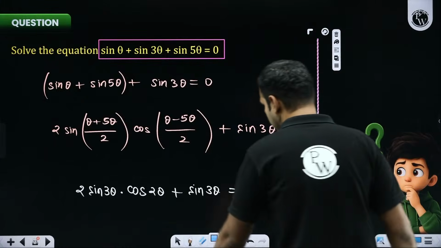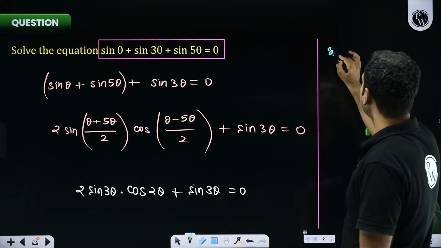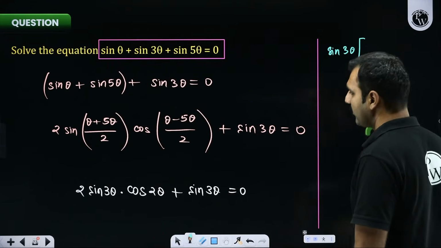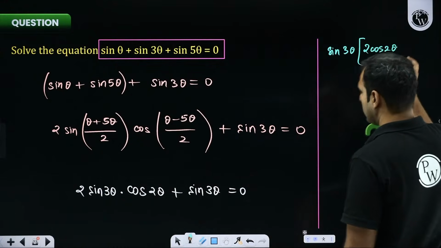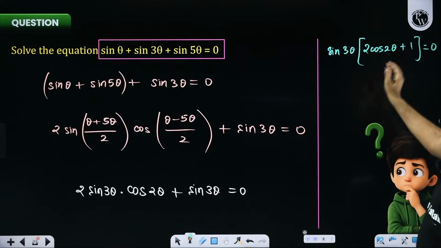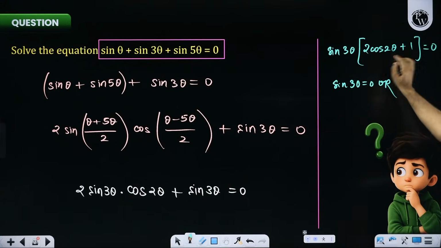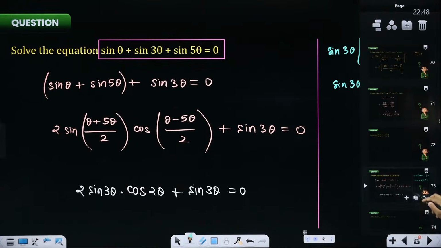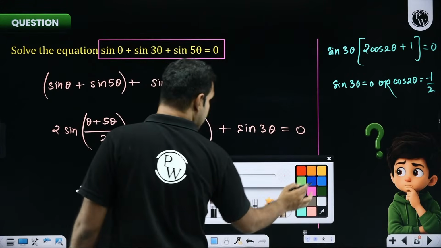Yes or no? Everybody. Now I hope you realize that here, sine 3 theta we can take common. So I am taking sine 3 theta common. Then what am I left with? I am left with sine 3 theta into (2 cos 2 theta plus 1) is equal to 0. Any confusion? So the product of two things is 0, which means either sine 3 theta is 0 or 2 cos 2 theta plus 1 is 0, which means cos 2 theta is minus 1 by 2. Everybody got this result? Yes or no? Now, sir, how do we solve this?